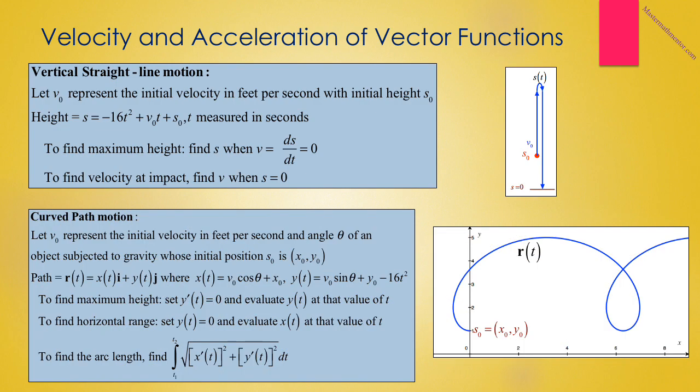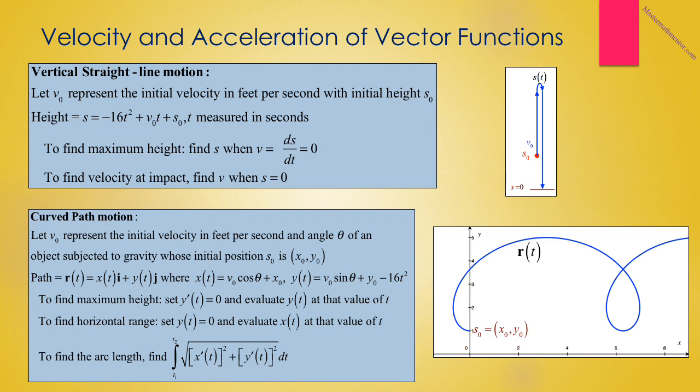Let v0 represent the initial velocity in feet per second and angle theta of an object subjected to gravity whose initial position s0 is (x0, y0). Then our path, which we will call r(t), is equal to x(t)i + y(t)j, where x(t) is equal to v0 cosine theta t + x0, and y(t) is equal to v0 sine theta t + y0 minus 16t squared, which is the gravity component.